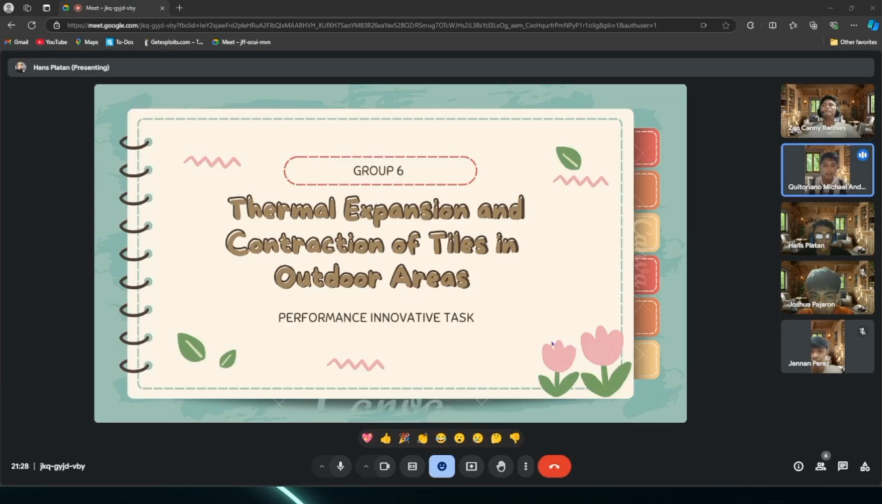So, this will be our performance innovative task entitled Thermal Expansion and Contraction of Tiles in Outdoor Areas.